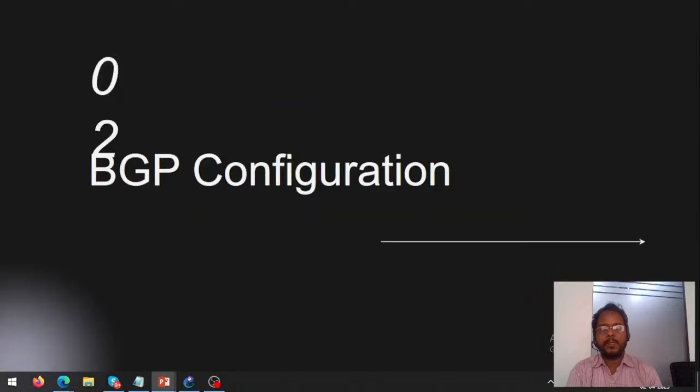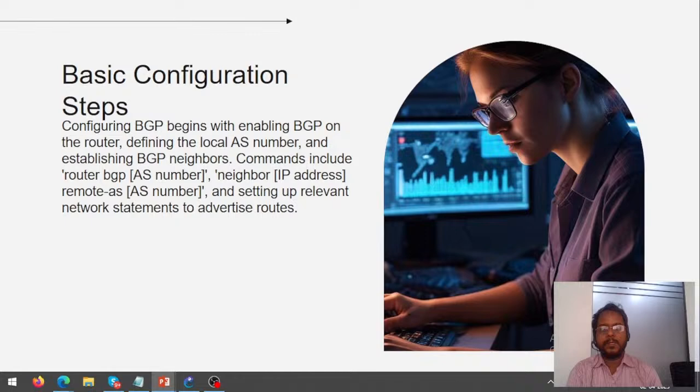So how to configure BGP? Basic configuration includes that you have to enable BGP on the router, just like EIGRP or RIP or OSPF. Then you have to define the local AS number. That is very important. You can configure iBGP, the internal BGP, where all the routers reside in the same AS, or you can have external BGP, eBGP, where you have AS1 and another organization has, say, AS2. So that is eBGP. You have to define the local AS number and establish BGP neighbors.